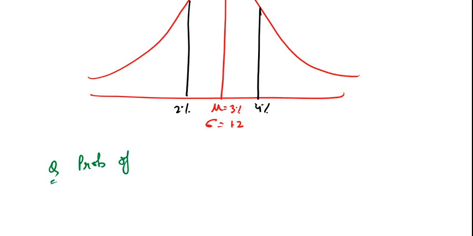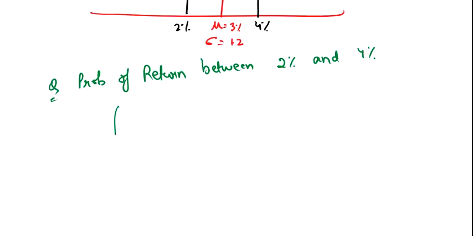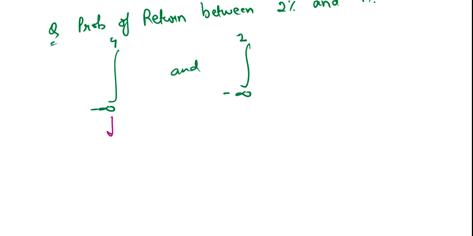Probability of return between 2% and 4%. Clear? So simply again, you need to take the integration first of all, starting from negative infinity to 4, and you need to take another integration starting from negative infinity to 2, and they both will give you the value. And that value is our cumulative value, cumulative probability.